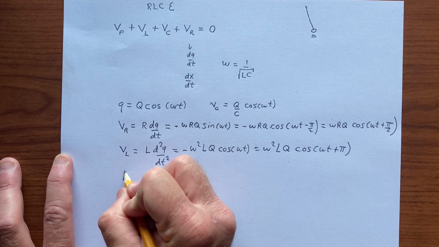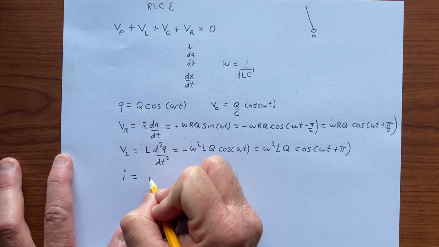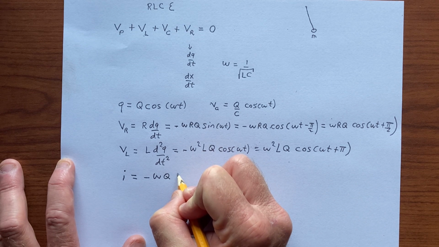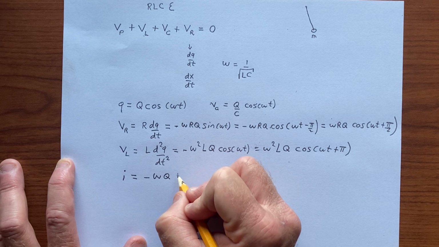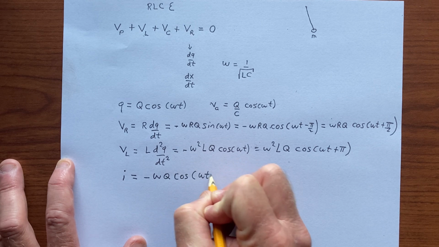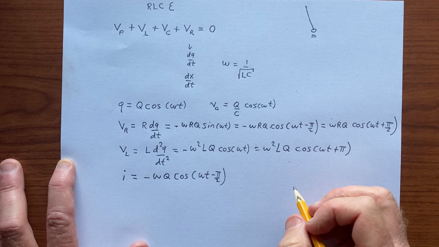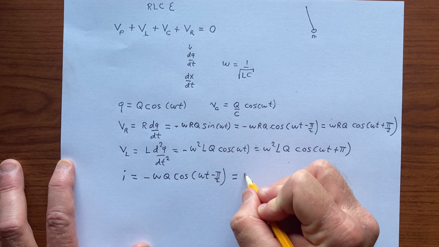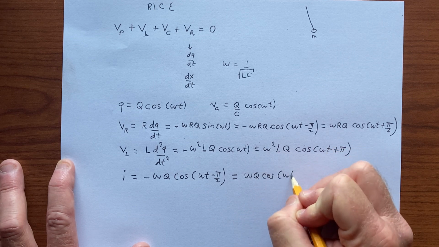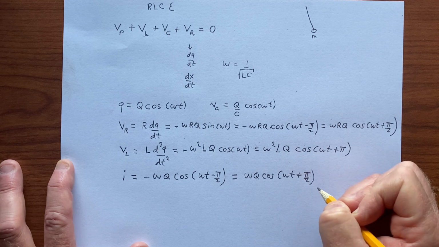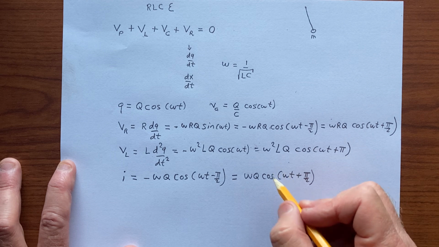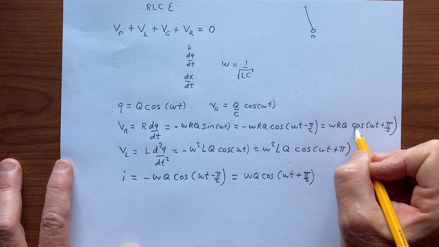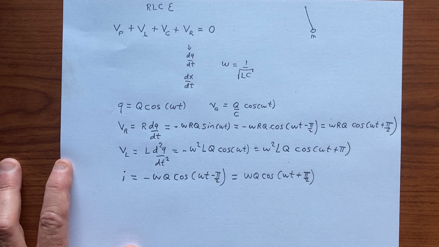Let's look at the current. The current is just dq by dt, so we get minus omega capital Q sine, since Q is cosine. Let's just write this as a cosine. So we subtract 90 degrees, so we can write the sine as a cosine. But we also want to get rid of this minus sign. So we have omega Q cosine of omega t plus pi over 2. And we can see that the current peaks when the voltage across the resistor peaks. That's not surprising because Ohm's law is obeyed. So there's a direct relationship there.